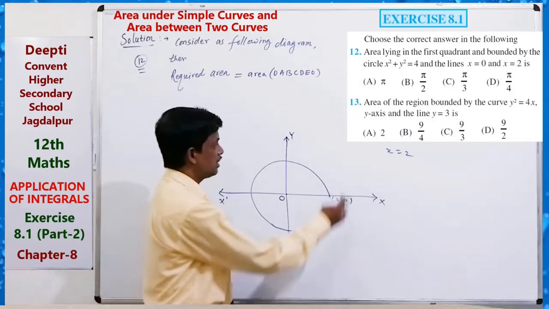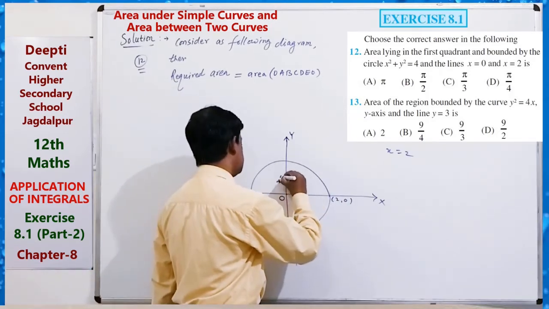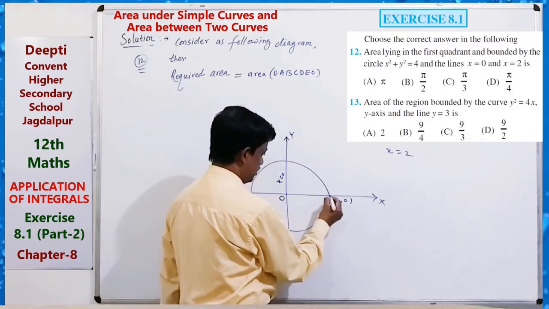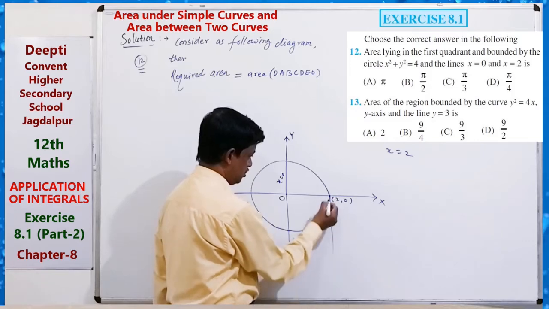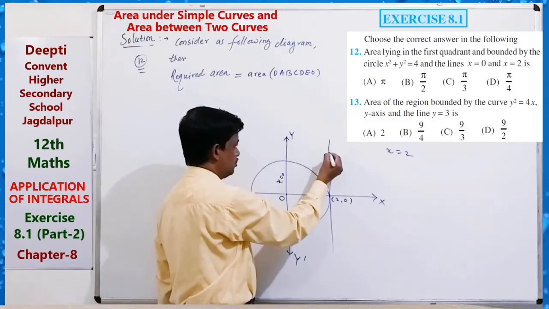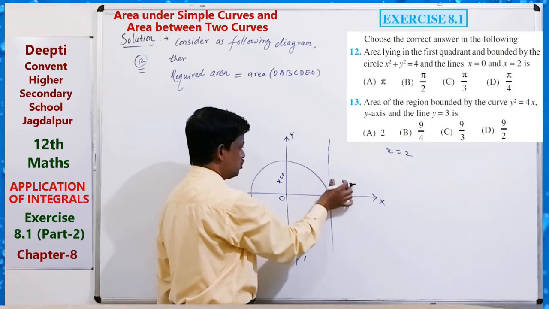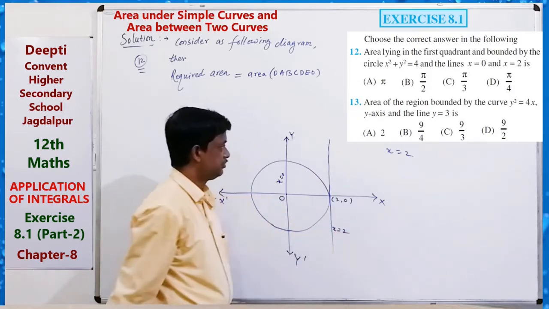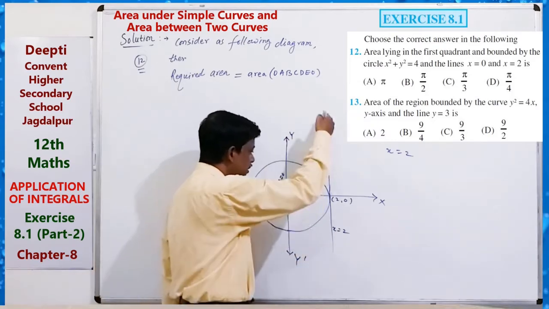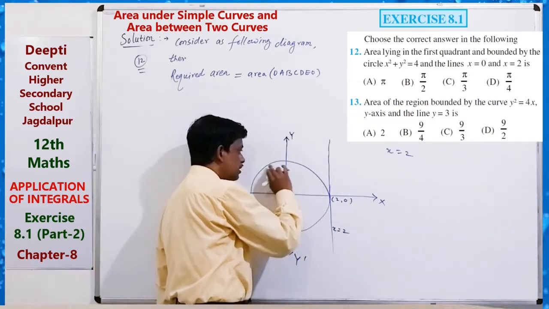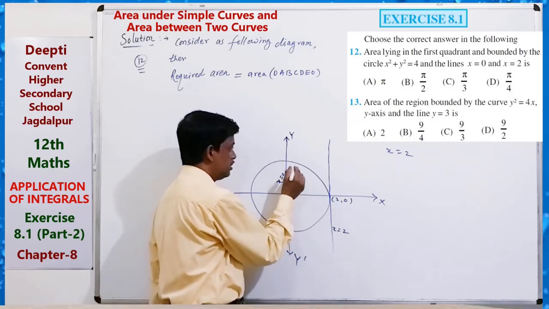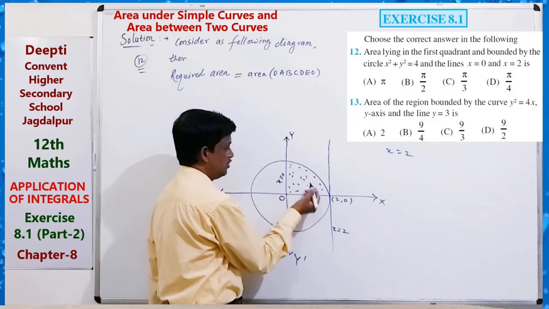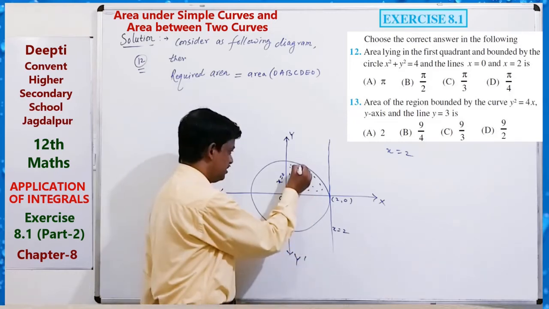Clear? Now x equal to 0: we know this is the y-axis, this line is x equals to 0. And x equals to 2: here is the x value 2, this line is x equals to 2. So with this line and this circle in the first quadrant, our portion is this. So we have to find the area of this region.